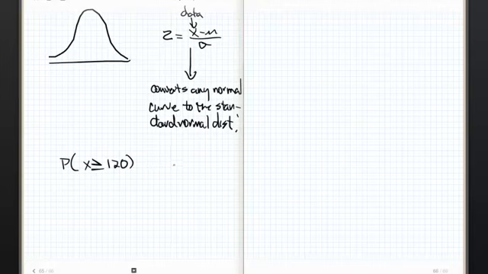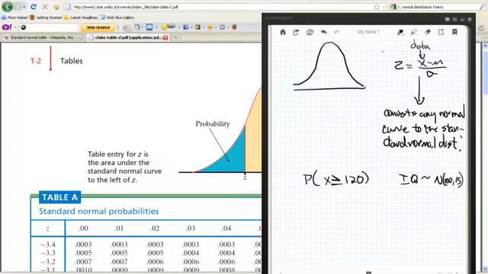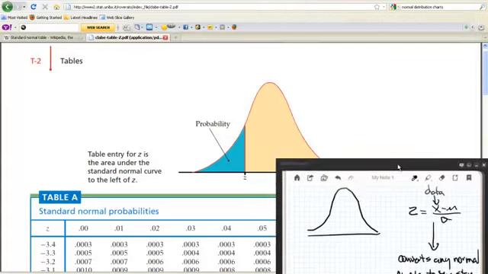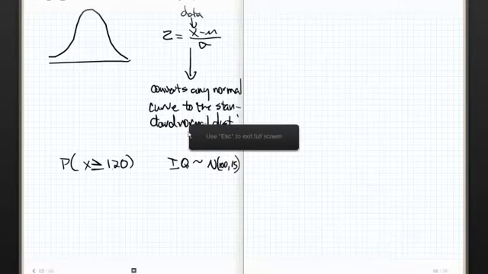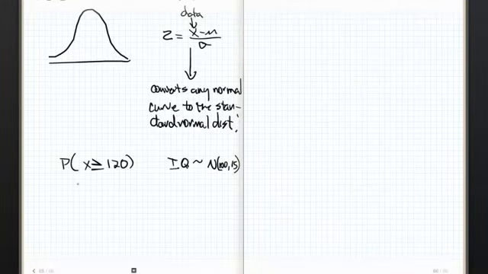Well, let's remember a couple of things. First and foremost, IQ is a normally distributed variable. Sometimes you'll see it written this way: normally distributed with a mean of 100 and a standard deviation of 15. Now, I don't happen to have an IQ chart. The only chart that I have is this one right here, the standard normal curve. However, I am not stymied at all. Watch how this works. This is really cool. I'm simply going to rewrite this probability statement.